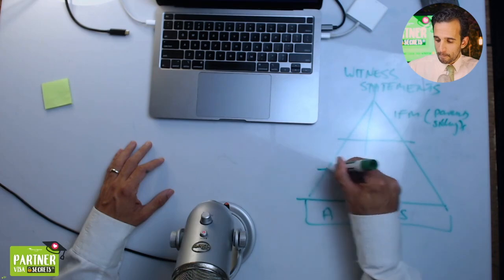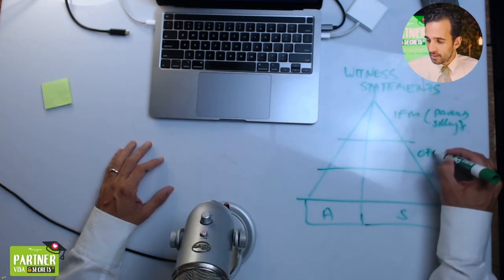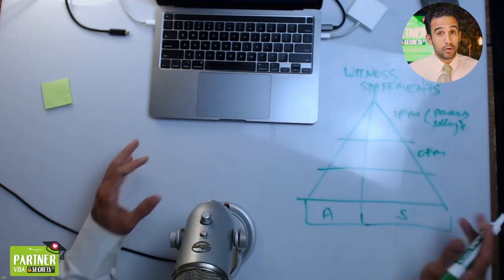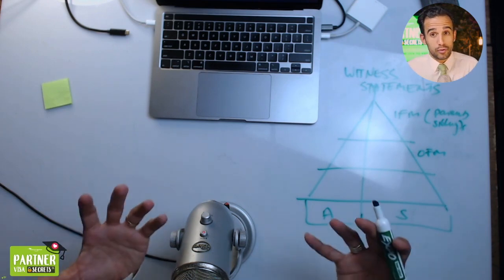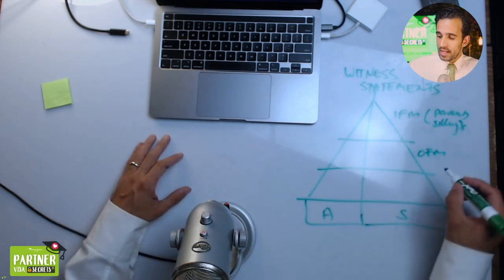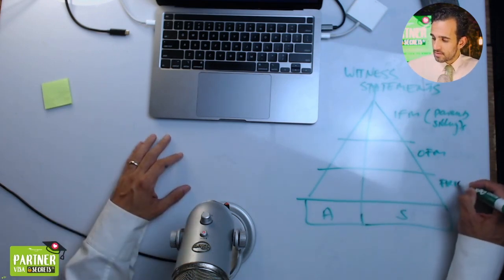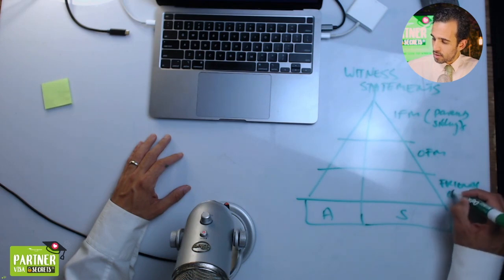Then we would have, I would say, other family members: cousins, aunties, other people that are close to the applicant and sponsor. And then I would say friends, colleagues.